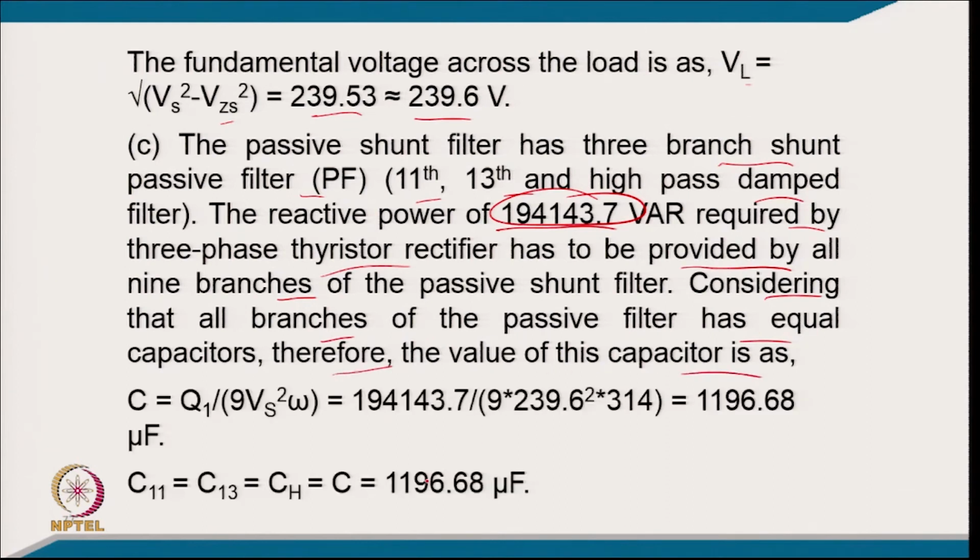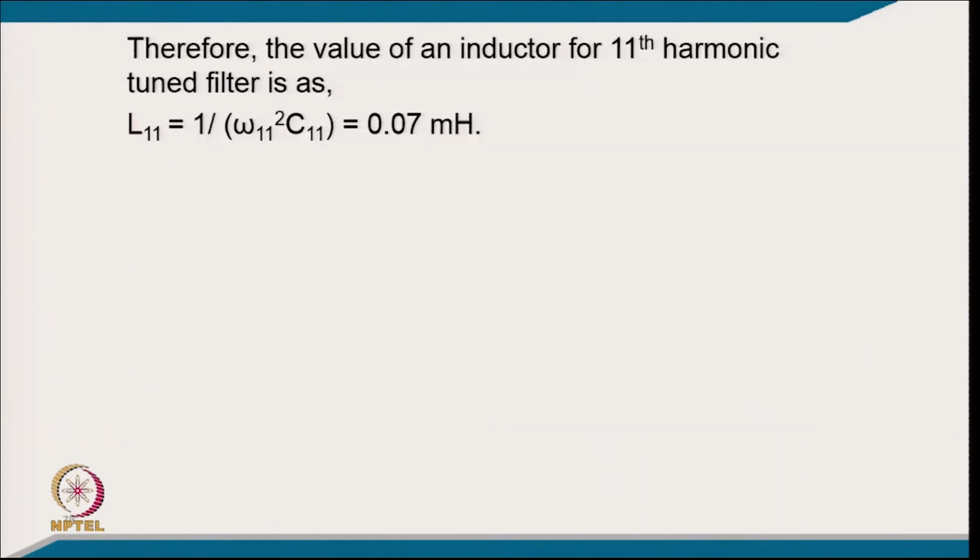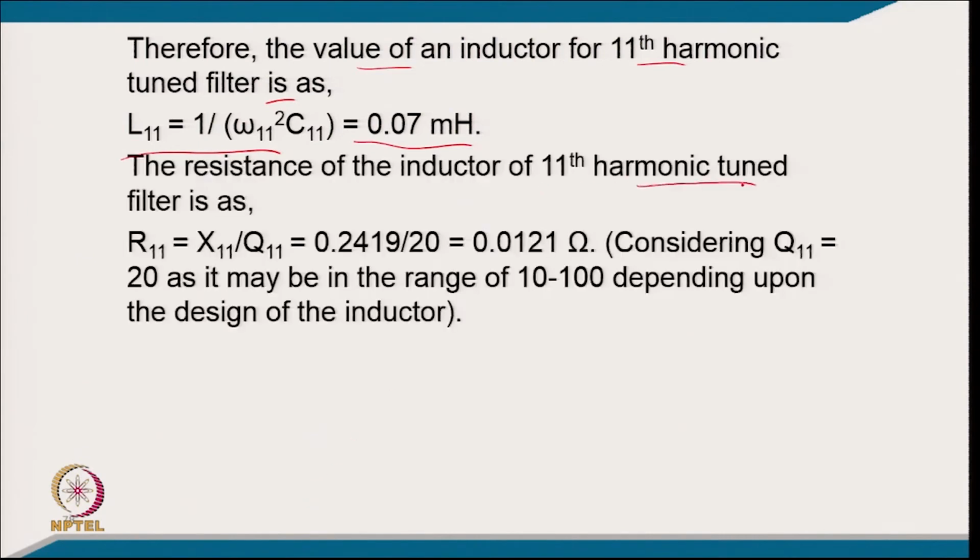Therefore, the value of capacitor is equal to, putting the value here. So, we get 1196.68 microfarad, and all capacitors are the same, 1196.68 microfarad. And therefore, the value of the inductor for the 11th harmonic from the tuning relation, L11, will be 0.07 millihenry, and the resistance of the inductor for the 11th tuned filter, R11, will be X11 by Q, putting the value Q equal to 20.